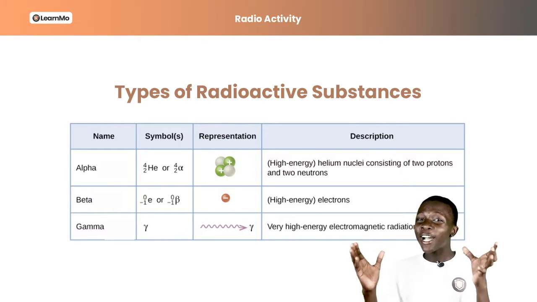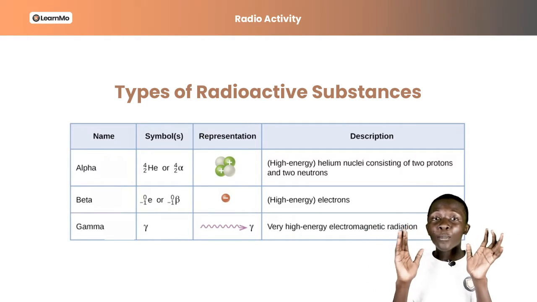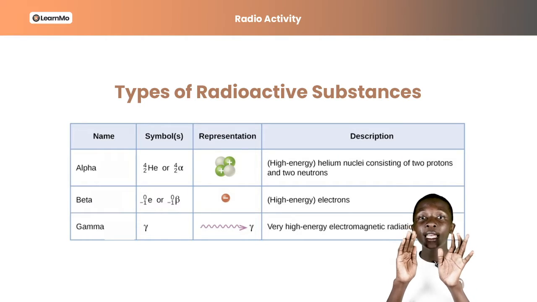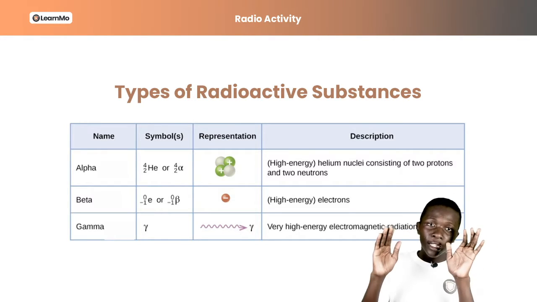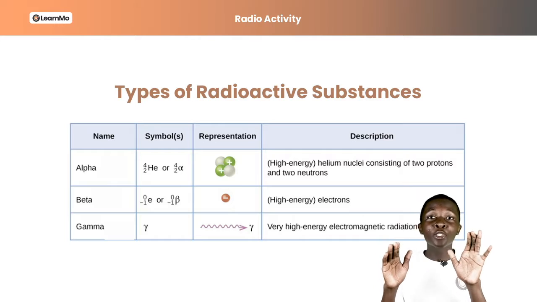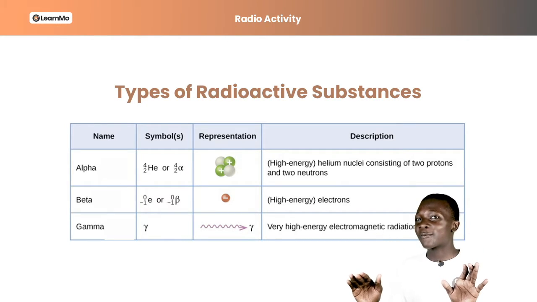Alpha particles carry a positive charge and are mostly referred to as a helium nucleus. This is so because they carry 2 protons and 2 neutrons.